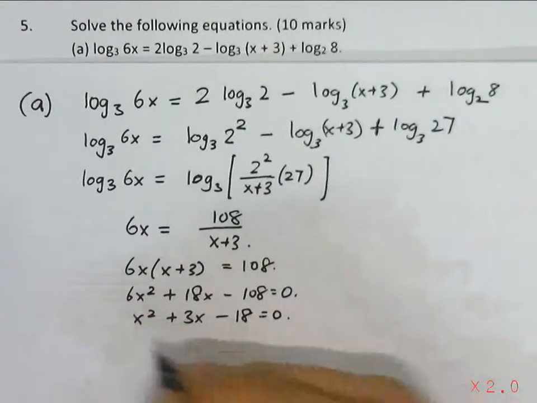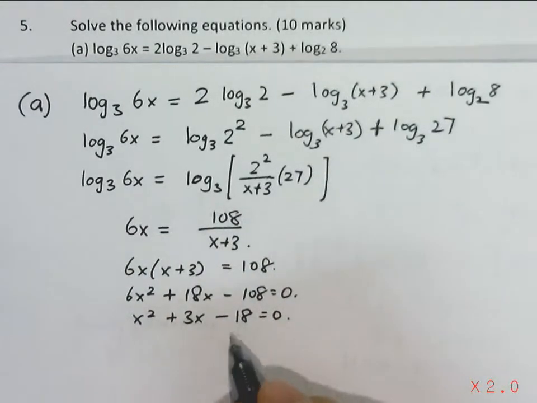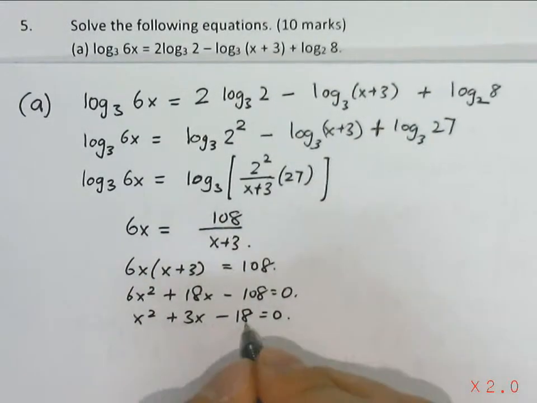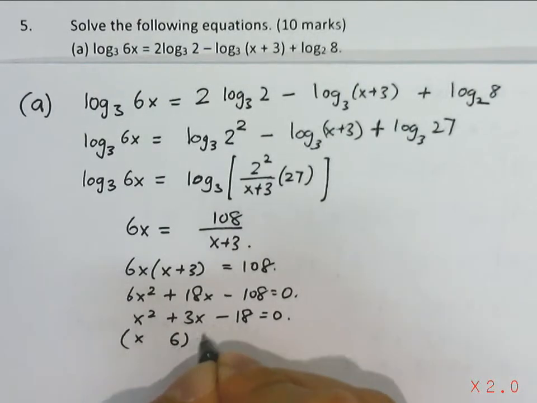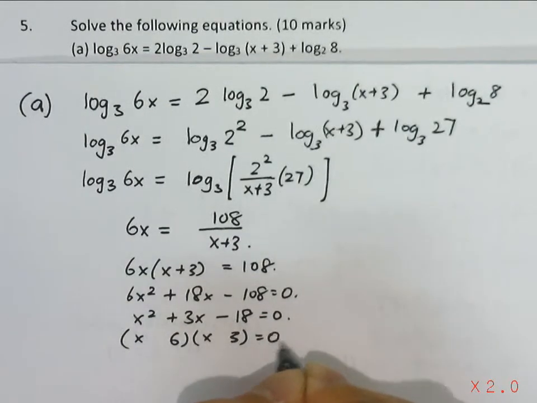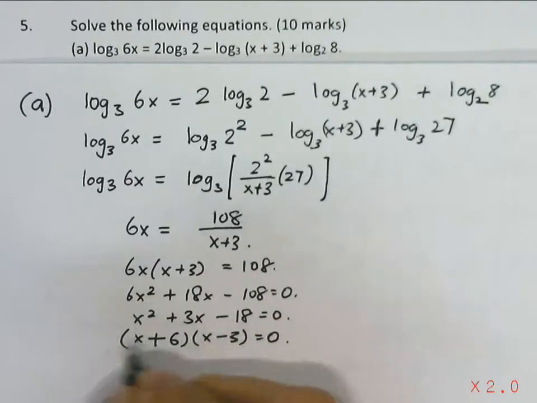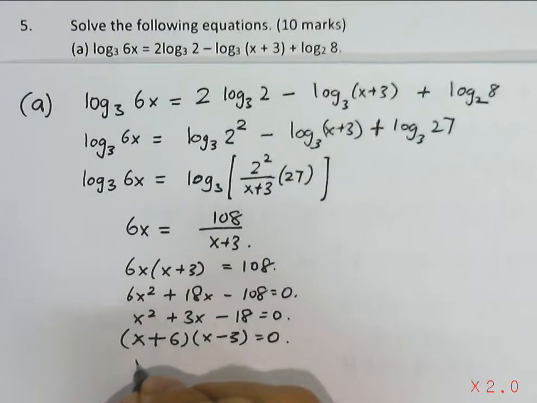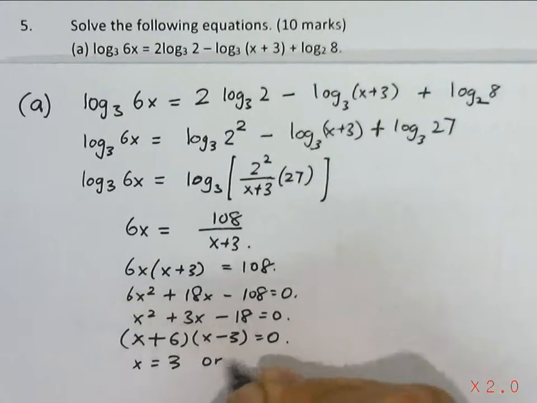So the equation quickly simplifies to this. 18 based on factor 6, 3, minus 3 plus 6. That gives us 2 answers: 3 or minus 6.